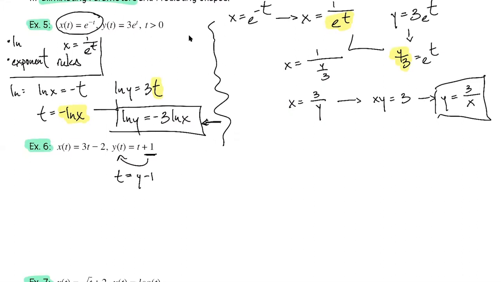That means everywhere I see a t, I can replace it with y minus 1. So what does that give us? x equals 3 times y minus 1 minus 2. What shape is that? A line? Yeah, it's going to be a line. Perfect.